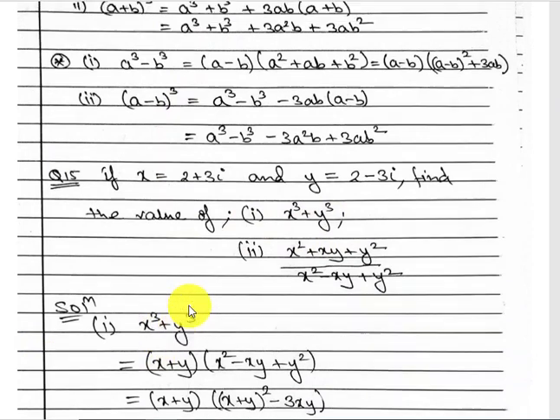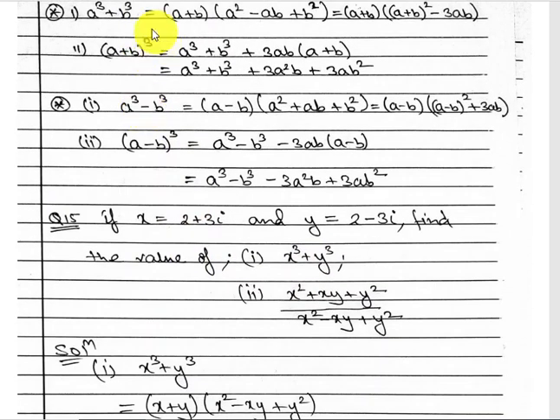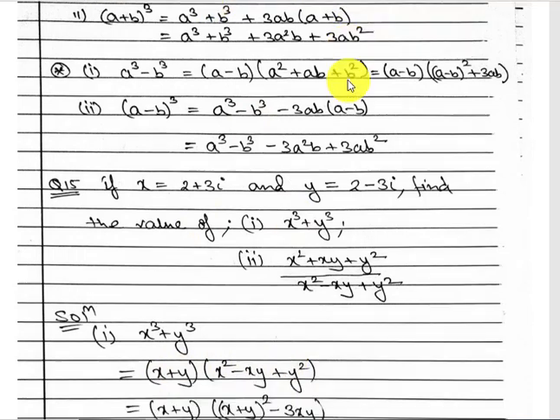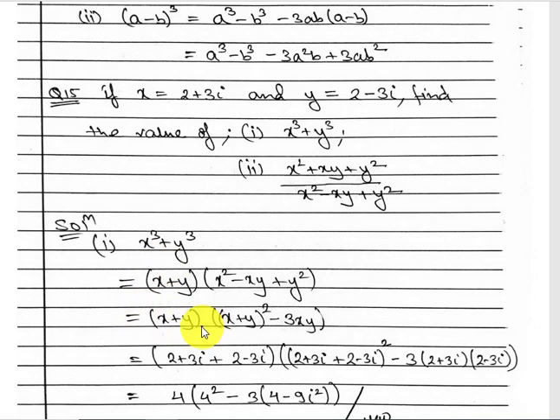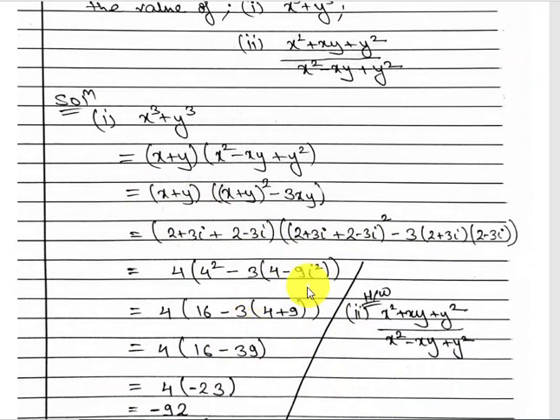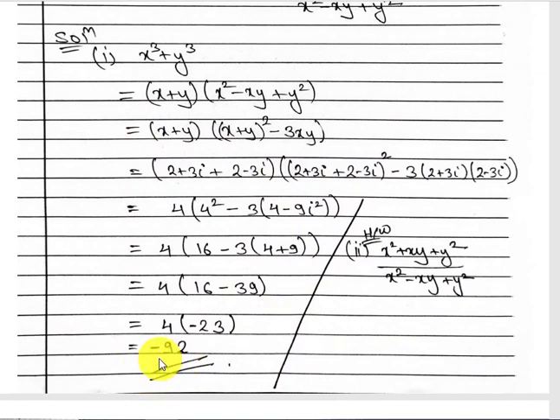So x cube plus y cube, using this first formula, we can write x plus y, x square minus xy plus y square. That can be further written as x plus y in bracket, x plus y whole square minus 3xy. Now substitute the values of x and y, simplify it, and at the end you will get minus 92. Number 2 is left for you as homework.